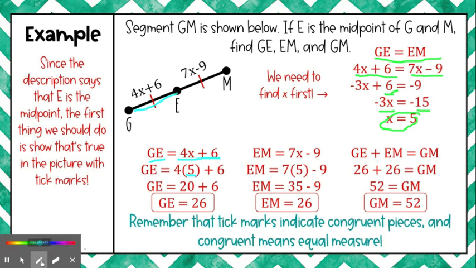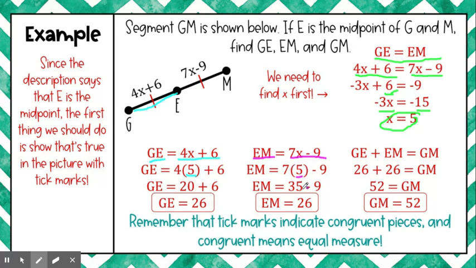Now, let's go and find EM. So we want to find this piece. And we know that line segment EM is 7x minus 9. So we're going to write that out here. EM is 7x minus 9. Well, we know x is equal to 5. So we're going to sub 5 in here.